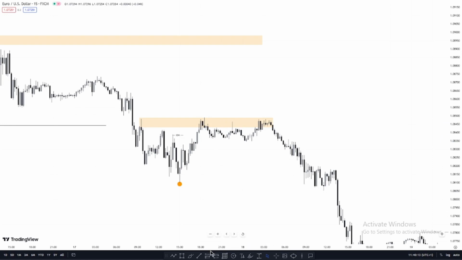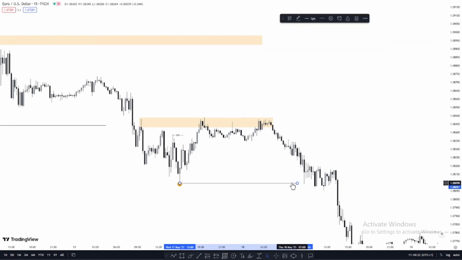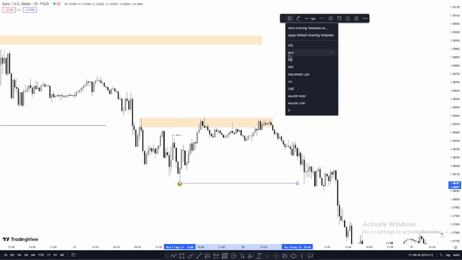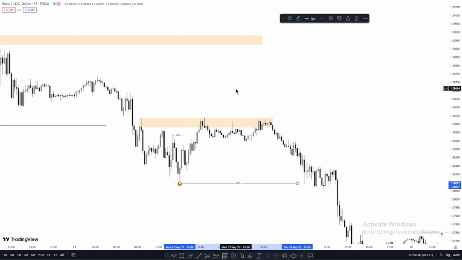Can you see that? And this is your break of structure. Confirmed break of structure. Why? Price closed below it. So you can now confirm this high as your valid high, because price has come to take out this major structure low with a candle body close. So this will become your BOS.